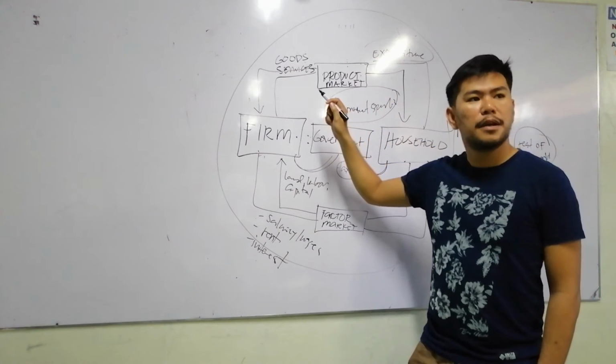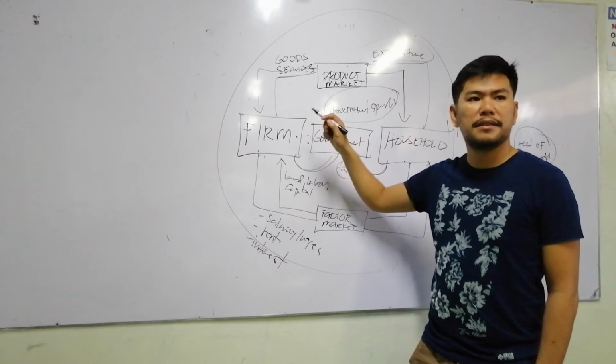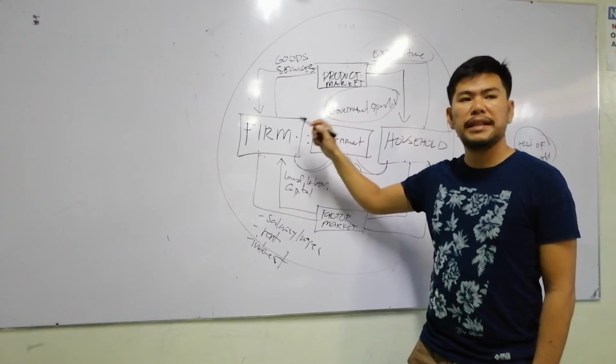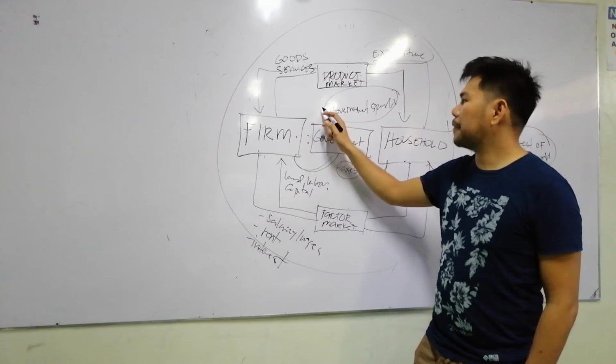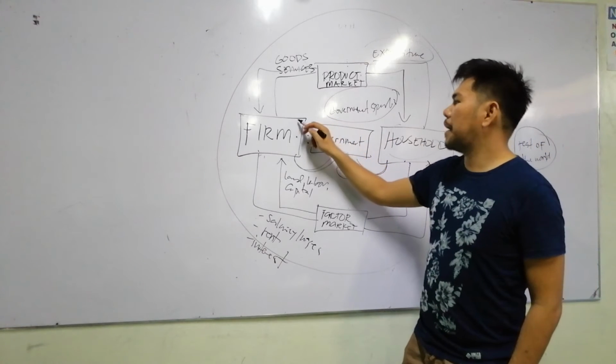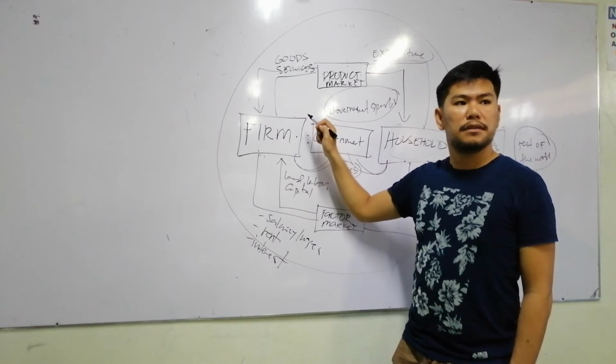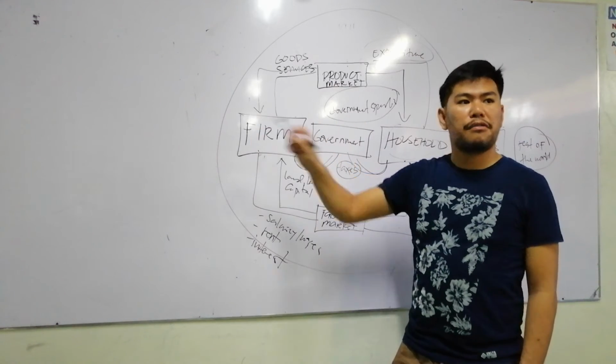When the government puts up, for example, bridges, highways, public school buildings, of course it will hire people from the household, and of course it will buy materials from the firm. That's what we call inflows. The money goes back to the circulation.